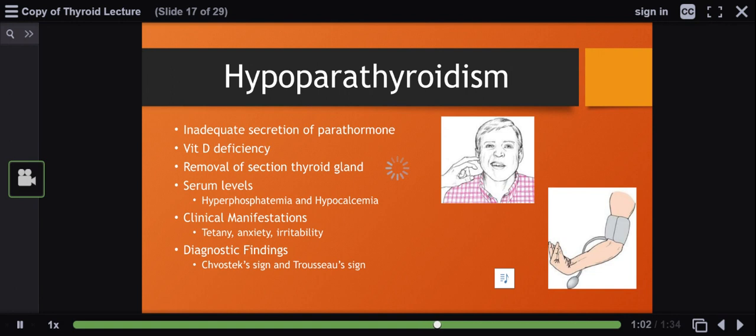Serum levels, as I mentioned, would show a low calcium level and a high serum phosphorus level. Clinical manifestations would be things that we would expect to see with somebody with hypocalcemia, such as tetany, anxiety, irritability. They may have some numbness or cramps. X-rays would show bone with increased density.